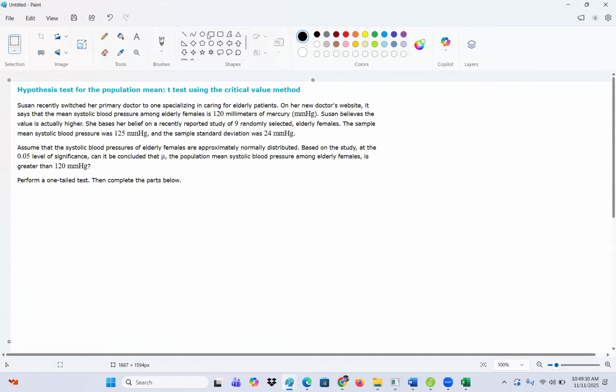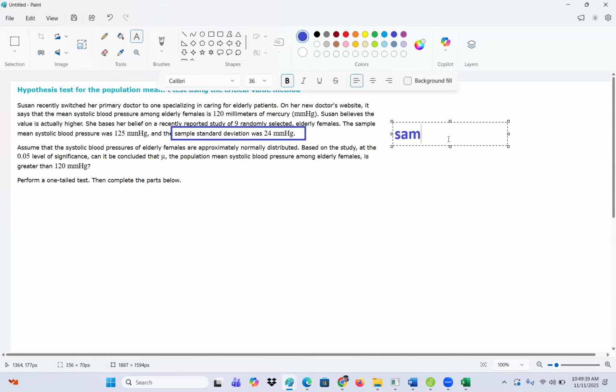For this one, the sample standard deviation was given, which is 24. S equal to 24, so we have to use the t-test, right?